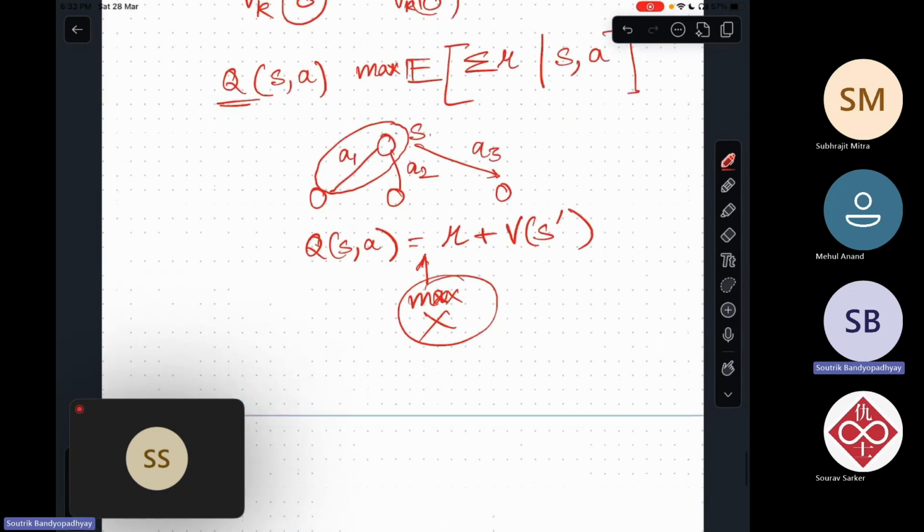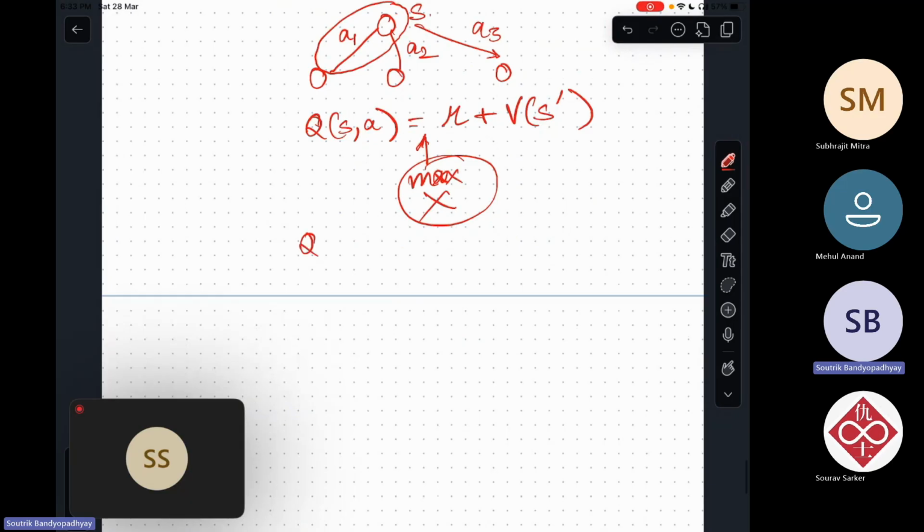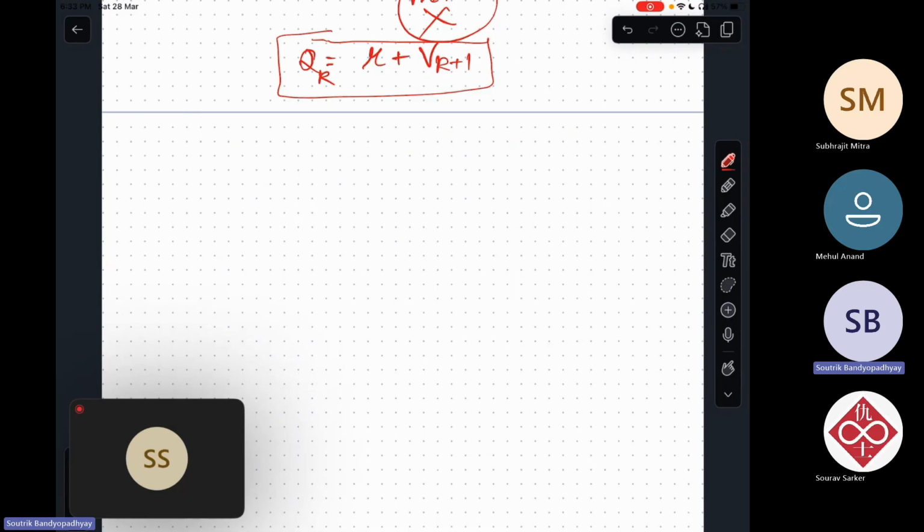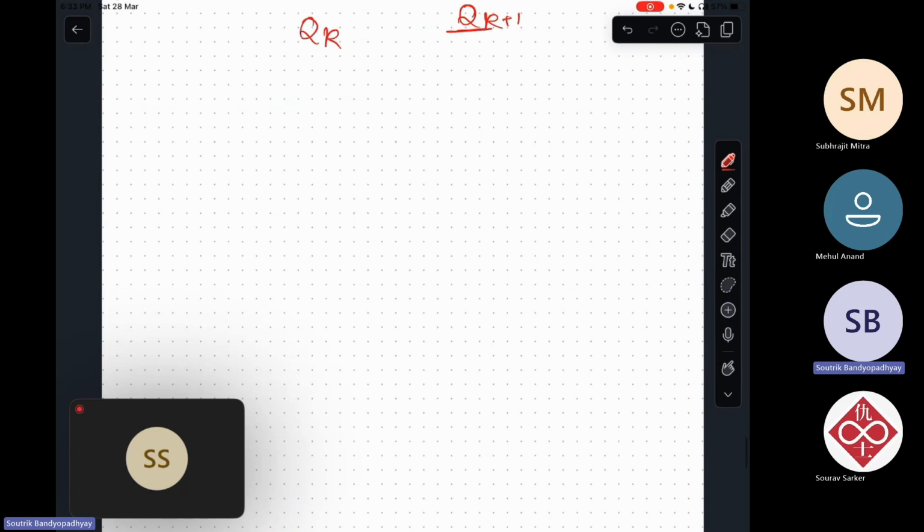But here, Q is equal to R plus Vk plus 1. There is no maximum over here. Now, why do we care about this? So let's write the Bellman equation corresponding to this. I want to ensure that on both sides I have Qk, and in the right hand side also I have Qk plus 1. Now, how do I do that?